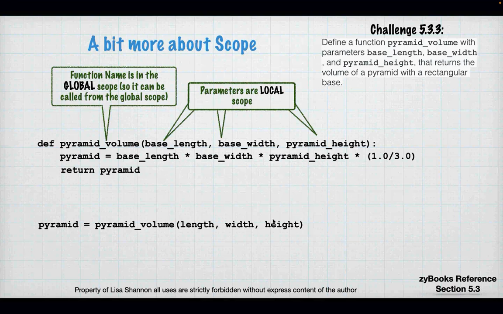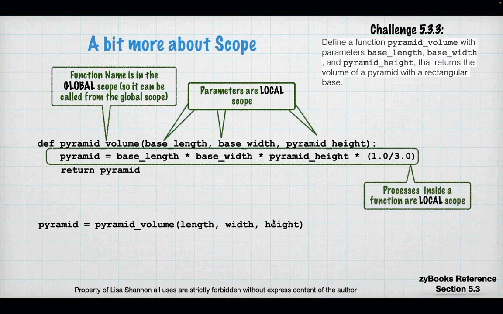Okay, parameters are local. I know I've talked about this a little bit, but I wanted to go over it one more time because I think it will help when you guys start writing your functions this week. Parameters are local scope. Even though they exist on the definition, and the name is in the global scope, the values for those parameters are only going to exist in the local scope, and they can only be used in the local scope of the function.